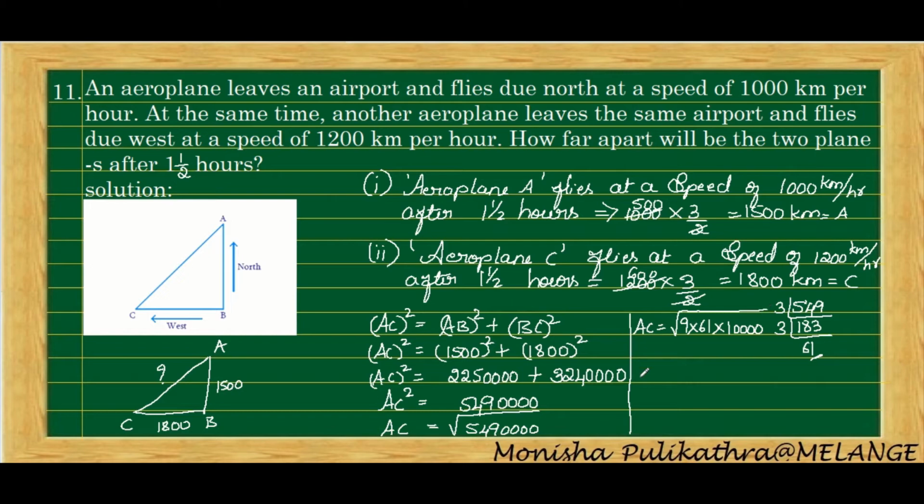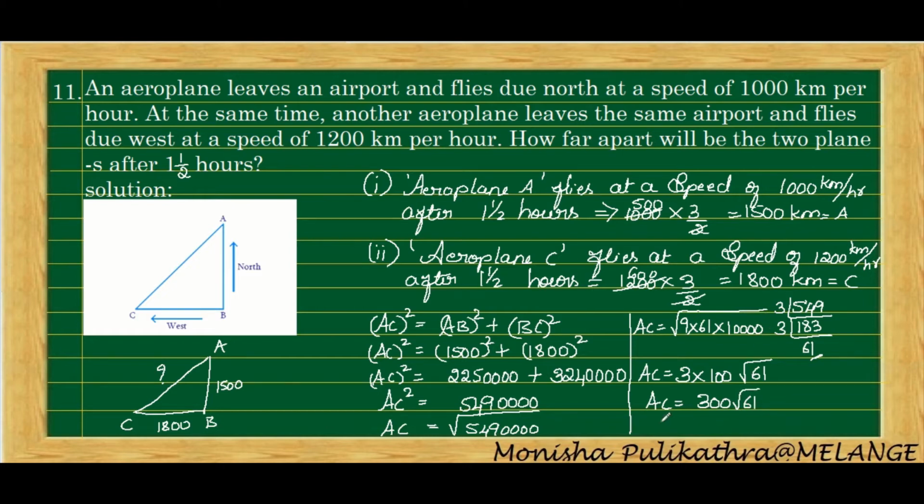Next, AC is equal to, if we take 9 outside, the square root of 9 is 3. 61 is a prime number, so we can't take it out of the root. Here 10,000 is there. If we take it out of the square root, 2 zeros will be reduced, so 100 root 61. So AC is equal to 3 into 100, which is 300 root 61.